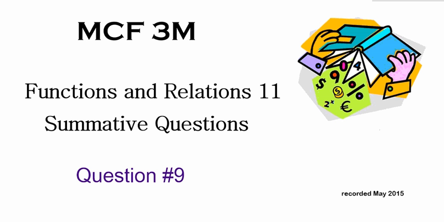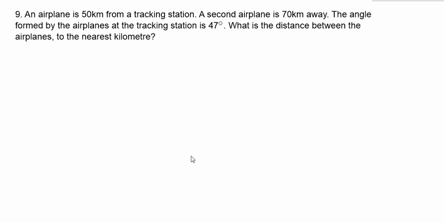This video is for grade 11 students who are working on the functions and relations summative. It's question number 9. An airplane is 50 kilometers from a tracking station. A second airplane is 70 kilometers away. The angle formed by the airplanes at the tracking station is 47 degrees. What is the distance between the airplanes to the nearest kilometer?